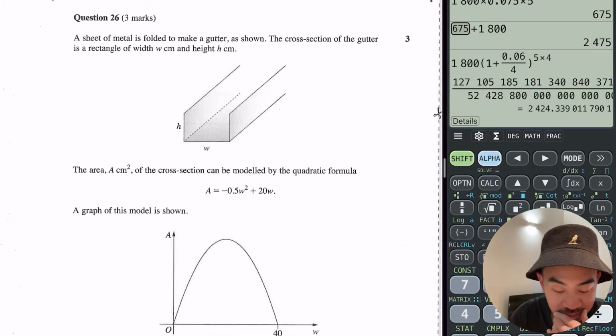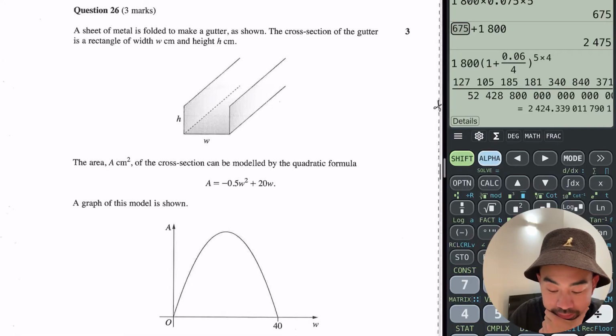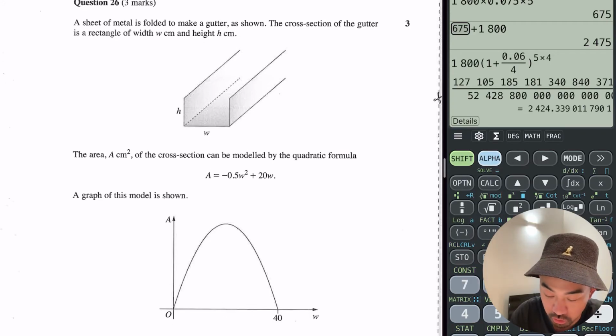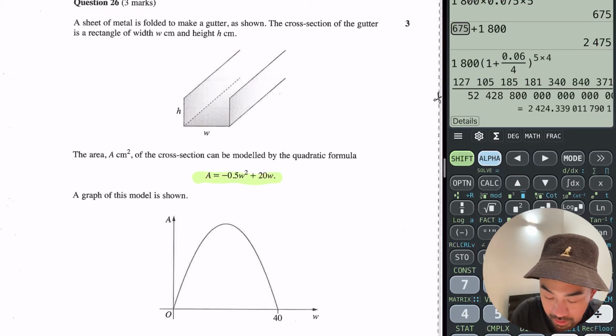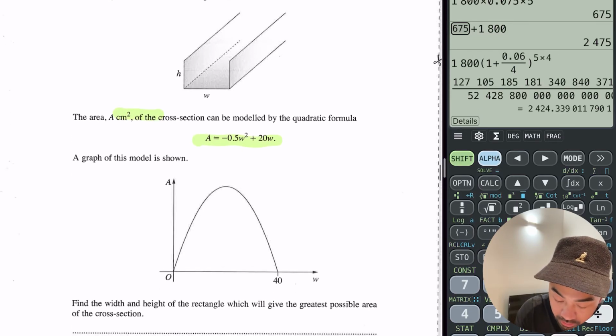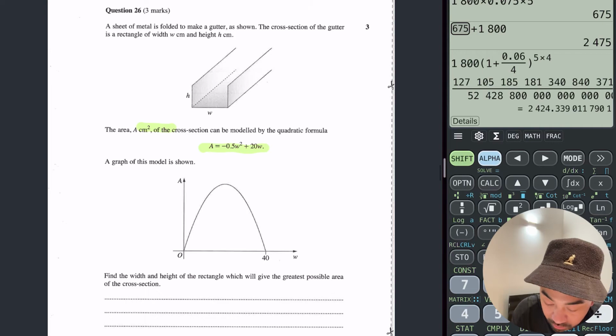So a sheet of metal is folded to make a gutter as shown. The cross-section of the gutter is a rectangle of width W and height H. Okay, so we've got the diagram here. That's the formula for the area of the cross-section. And here's the graph as shown. Question says, find the width and the height of the rectangle which give the greatest possible area.